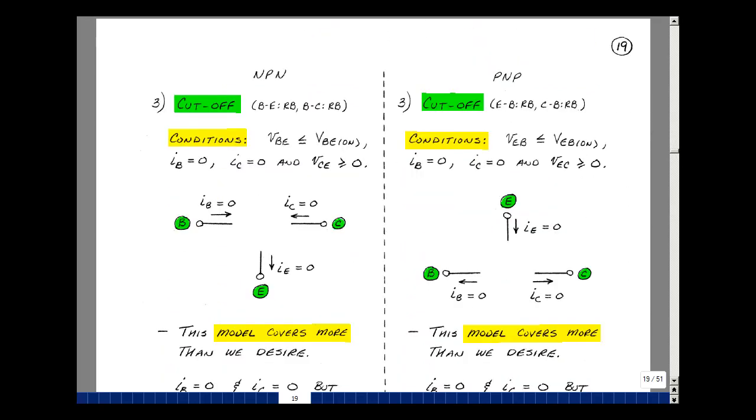Let's model cutoff next. This is where we reverse bias the base emitter junction and reverse bias the base collector junction. Now, what are all the things that are true when you're in cutoff? Well, again, let's go back to page 16 and find these conditions.